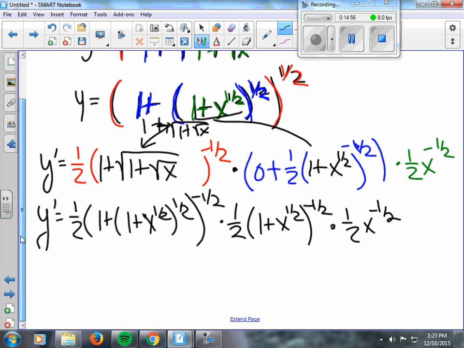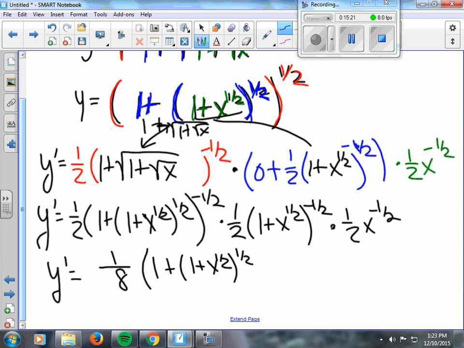Well, I guess I can multiply 3 1/2s together. That's 1/8. Then everybody else has a negative 1/2 exponent. You don't combine them or anything, but they would just go to the denominator with a positive 1/2 exponent. But I'm not going to do that either. I'm just going to rewrite with these negative 1/2 powers.